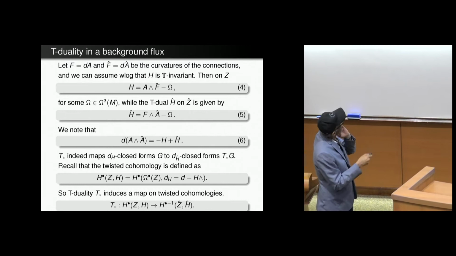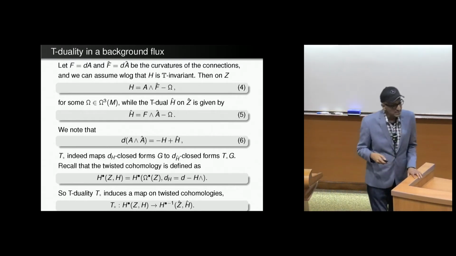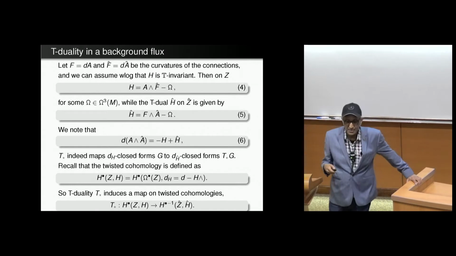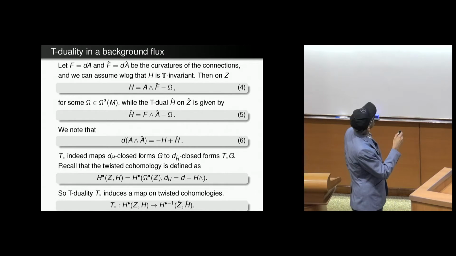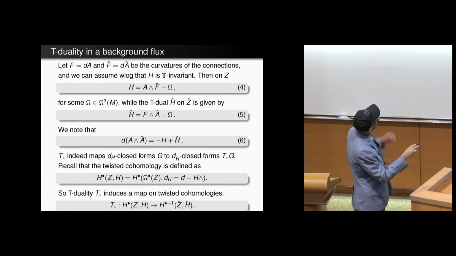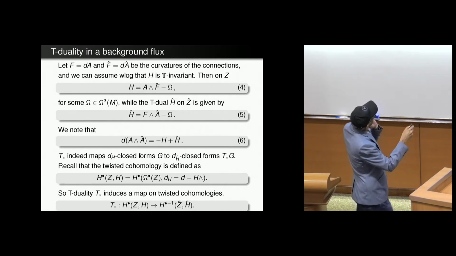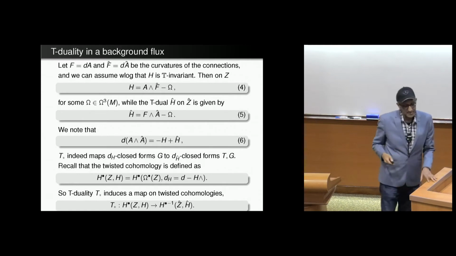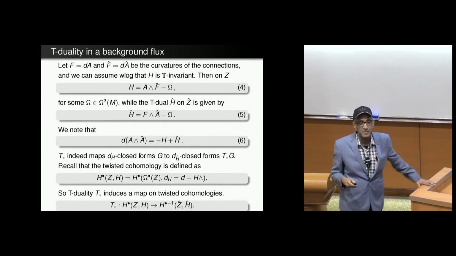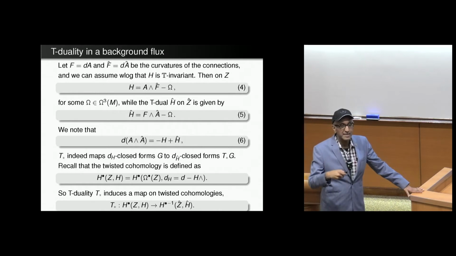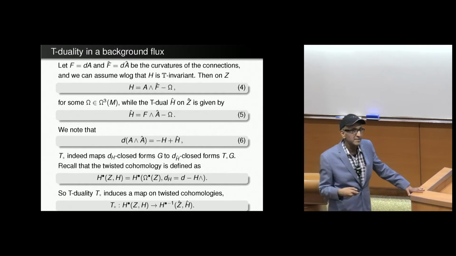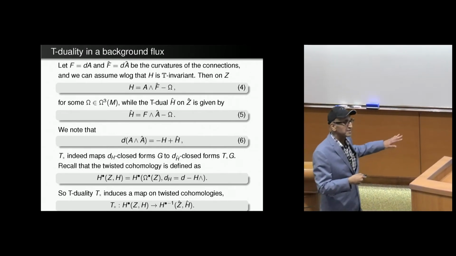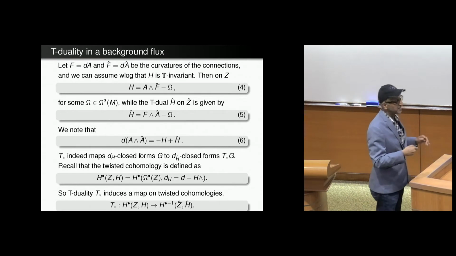Okay, here is the computation. Let me just explain how to get the form, the T-dual flux explicitly. So let F be the curvature of A, and F hat be the curvature of A hat. And we can assume without loss of generality that the flux, the three form with integral periods, is invariant under the circle action, because you can always average, and the average form is in the same cohomology class as the original flux, right?